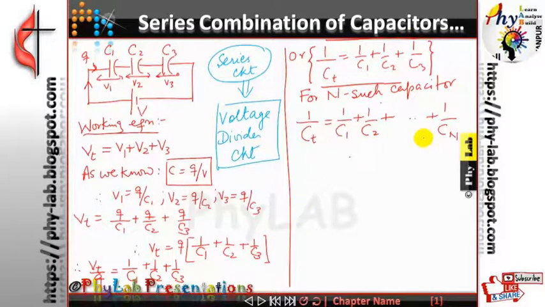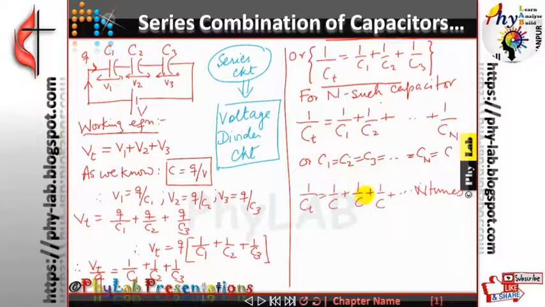Now if C1 is equal to C2 is equal to C3 is equal to Cn, and all these capacitances are equal to, let's say, C, then I can rewrite this equation as 1 by C total as 1 by C plus 1 by C plus 1 by C plus dot dot dot till n times, and then simplifying the result, taking the LCM C, 1 plus 1 plus 1 in the numerator for n times, and then reciprocating it, C total becomes equal to C by n.